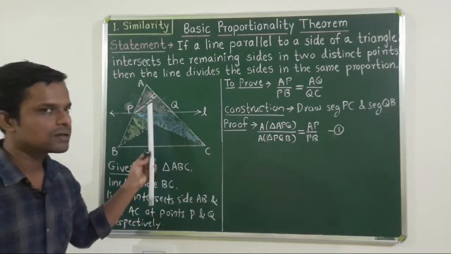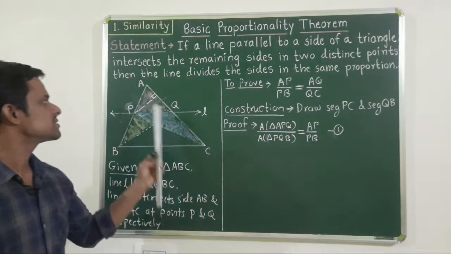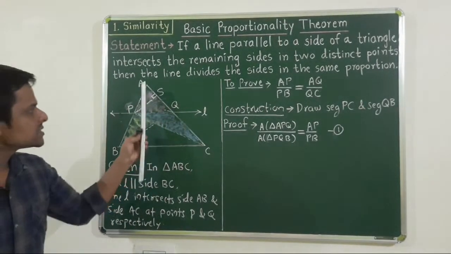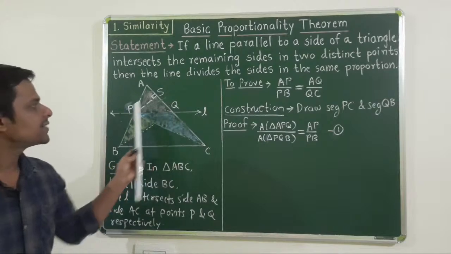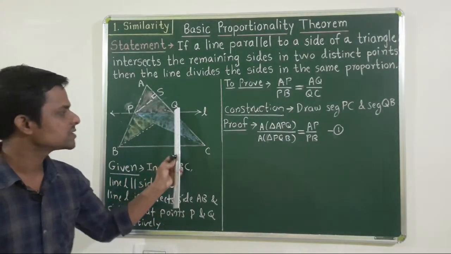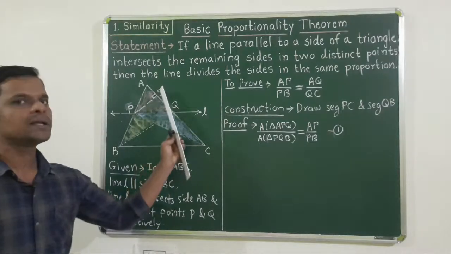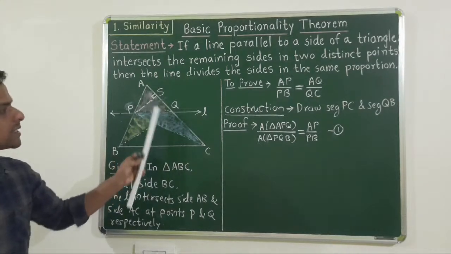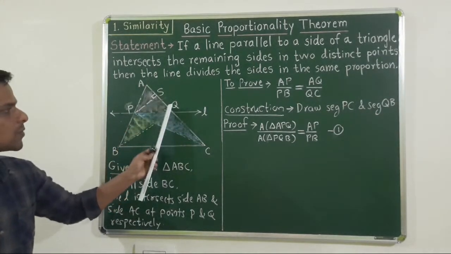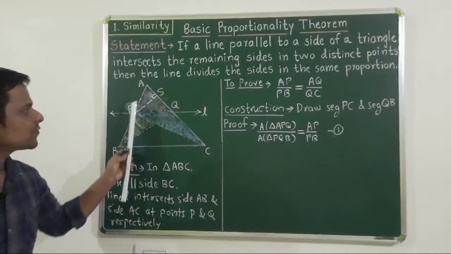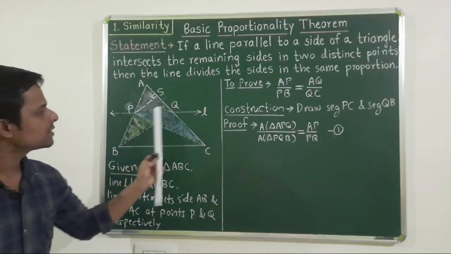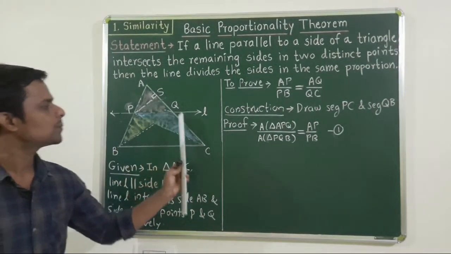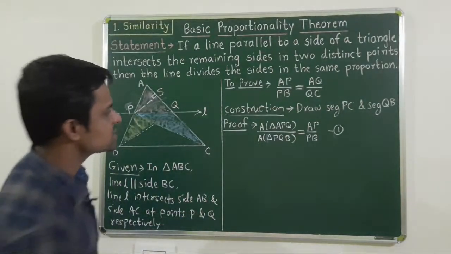And for this triangle also, if you consider QC as base, then height will be again this one, suppose PS. If you consider AQ as base for this triangle, then height will be PS. And for this triangle also, if you consider QC as base, then height will be again PS. Means these two triangles are having same heights. Hence ratio of their areas will be equal to ratio of their corresponding bases. Means we can write area of triangle APQ upon area of triangle PQC is equal to ratio of their corresponding bases, that is AQ upon QC. That will be our statement number 2.